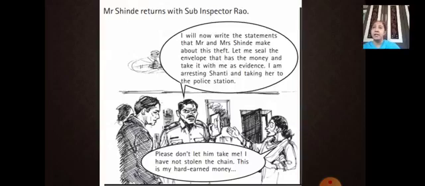Then what did Shanti say? Please don't let him take me. I have not stolen the chain. This is my hard-earned money. Again, she is saying the same thing. Don't take it. Okay.